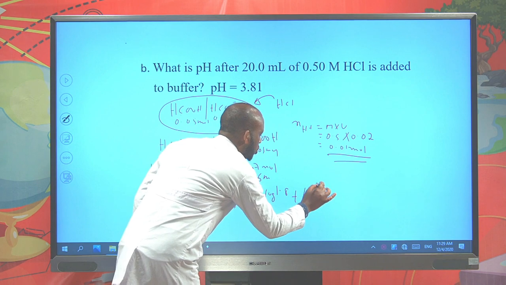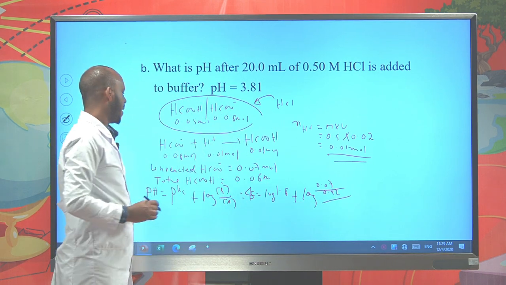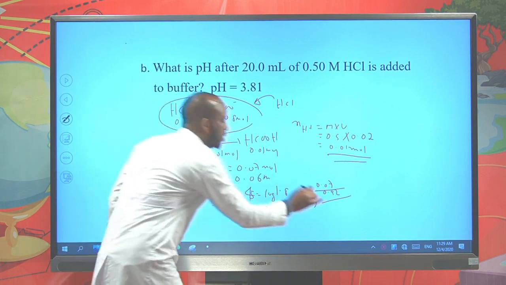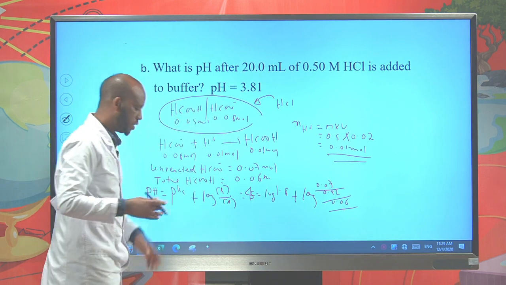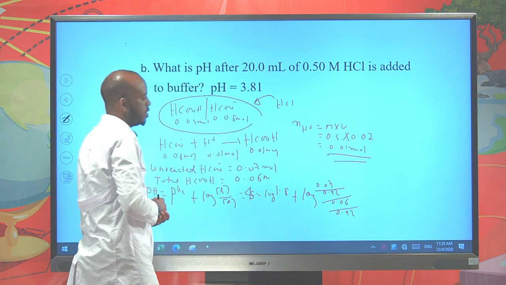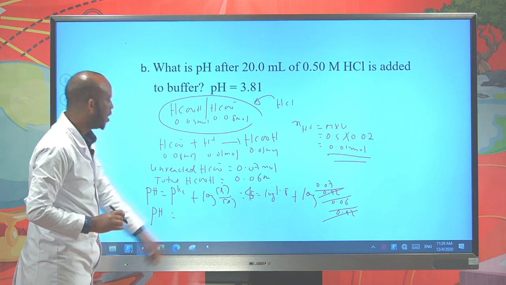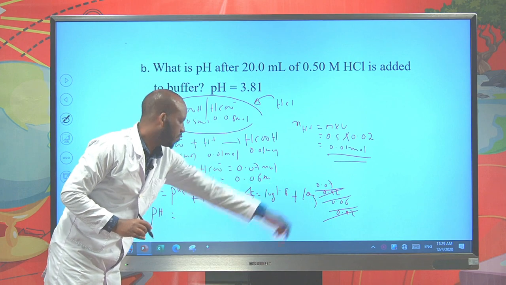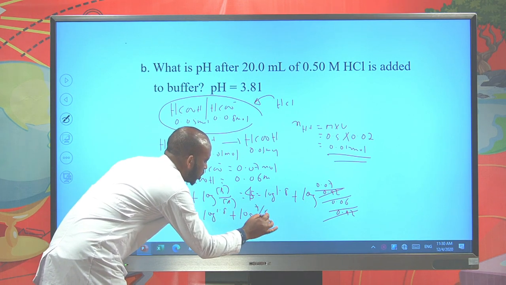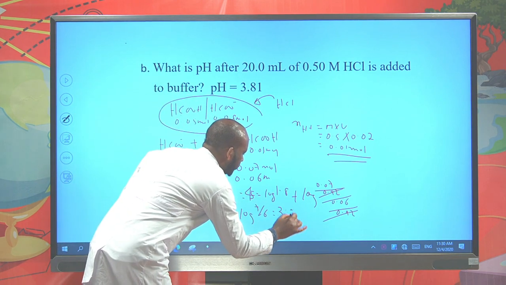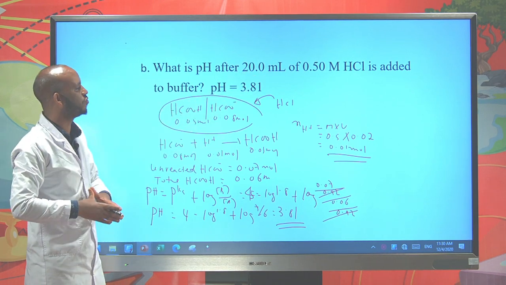The base concentration is 0.07 divided by the total volume, 0.92 liter, divided by the acid concentration. Acid is 0.06 divided by the total volume, 920 milliliters, in liters, 0.92 liter. Now this will be cancelled by this. Therefore, pH of this solution equals 4.4 minus log 1.8 plus log 7 over 6, which is 3.81. This is the pH of the buffer solution after adding 20 milliliters of 0.5 molar hydrochloric acid.